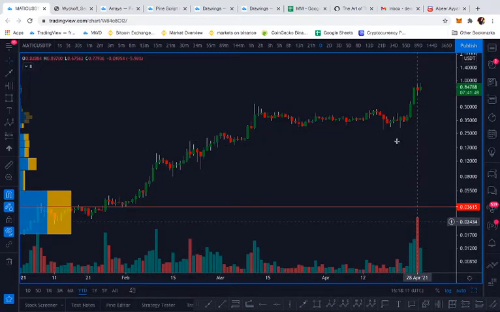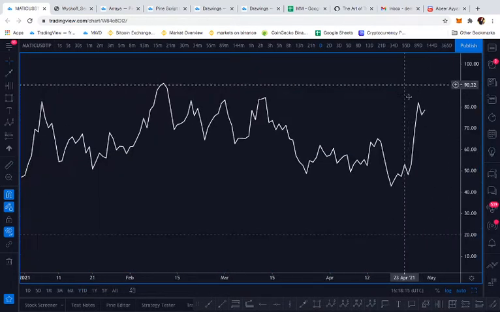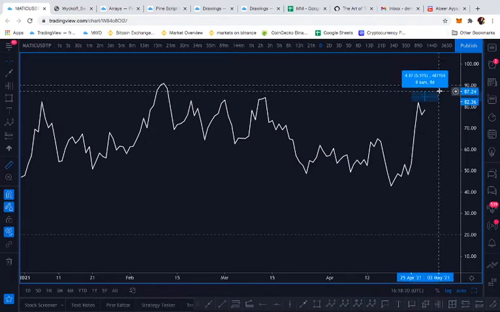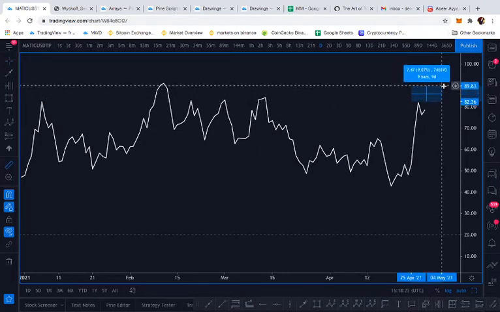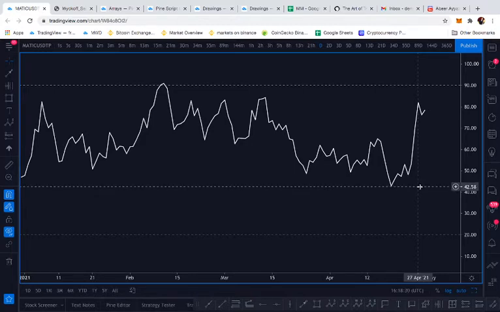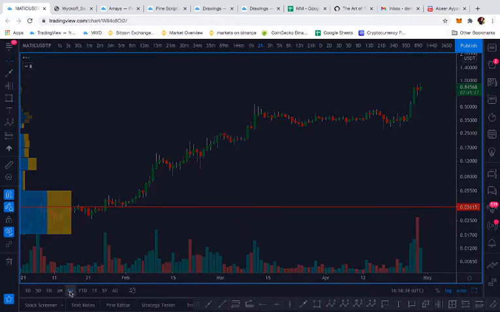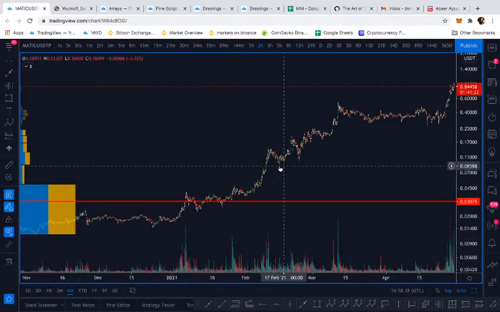Selling. Now the RSI, can it break 82? What's the rule on the RSI? 80 to 90, sell zone. What's the buy zone in a bull market? 40, 45. Constance Brown RSI rules.